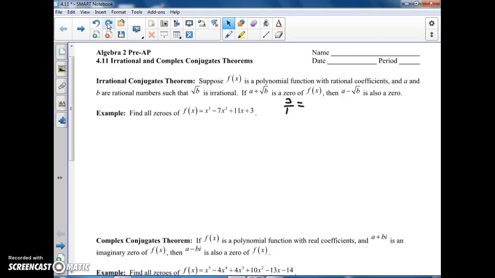Okay, now what are all the factors of 3? 1 times 3, and 3 times 1. And what are all the factors of 1? 1 times 1. So you see, that's all there is, right? So how many possible rational zeros do you have? 4, right. There's 2 with the plus and the minus. Okay, so there's a grand total of 4.